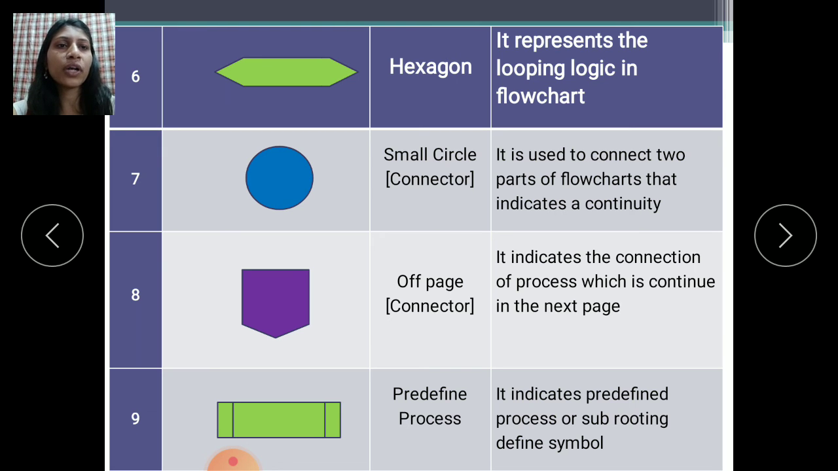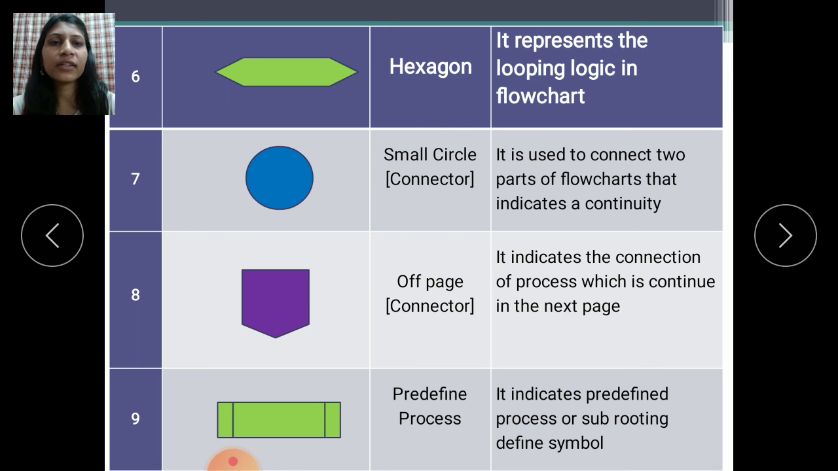It is used to connect two parts of a flowchart, and it indicates continuity. Meaning if you have drawn half the diagram on the first page and want to continue it on the second page, use the connector, the small circle. It shows the connection of those two parts of the flowchart. It indicates continuity, meaning continue on the next page.